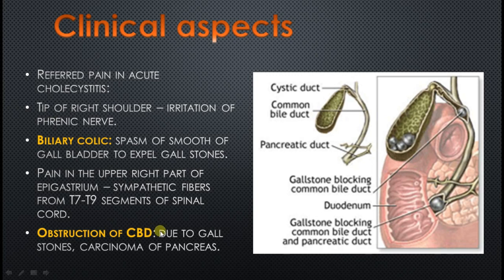Next, obstruction of the common bile duct. Any stone might get impacted here and obstruct the flow of bile, so you get obstructive jaundice. The bile duct can be obstructed by gallstones internally in the lumen, or by compression from outside, mainly due to any neoplasm or growth of the head of the pancreas. Sometimes developmental anomalies of the pancreas, called annular pancreas, surround the duodenum, and that also might obstruct the bile.